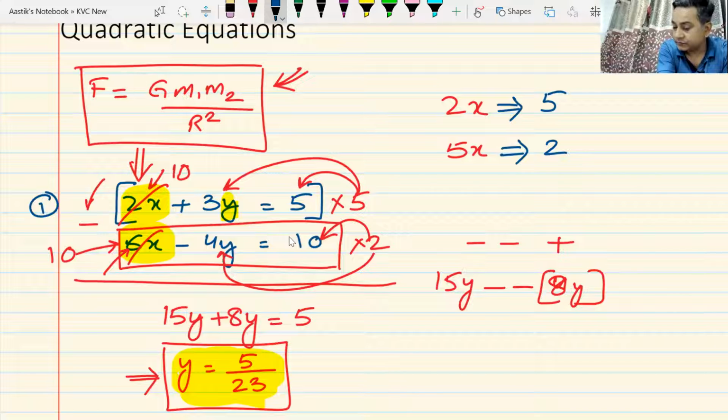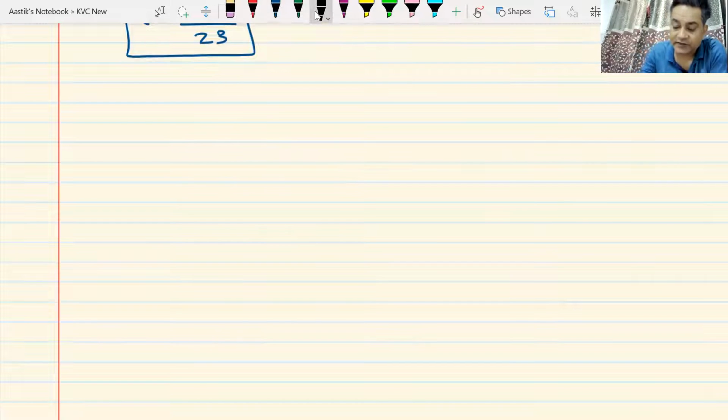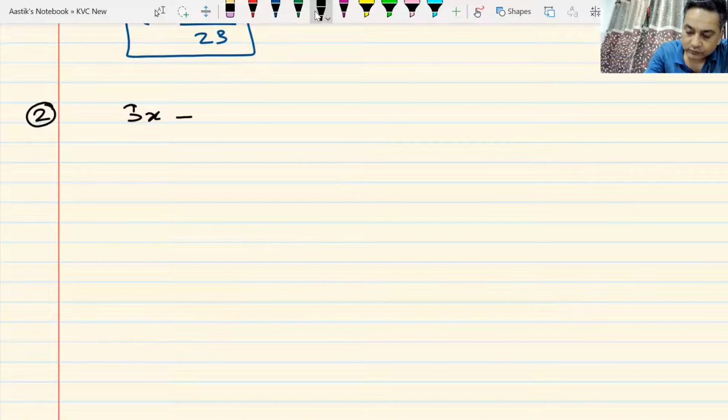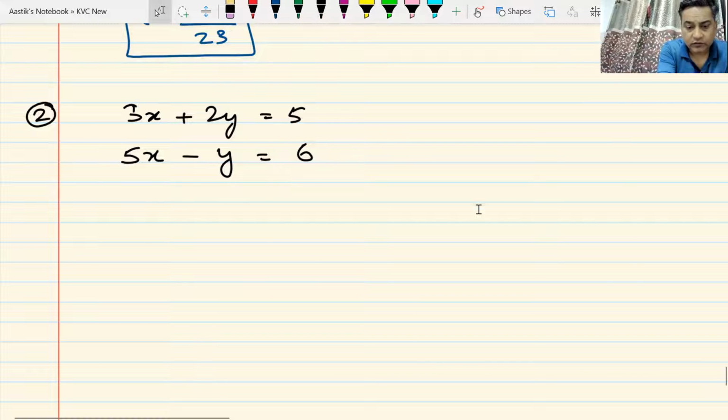Let me now take you to the next question. I hope everyone gives me the answer for this one. Question number 2: 3x plus 2y is 5. 5x minus y is 6. A very simple question. No matter how you do it, I want you to try it. Substitution, elimination, doesn't matter. Trying is important. Your time starts now, and I hope all of you will try it.